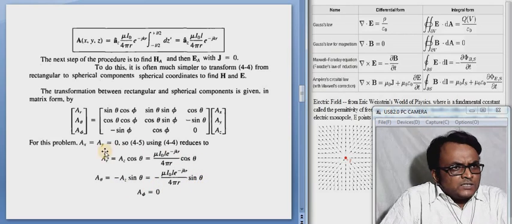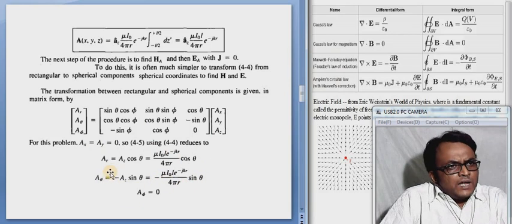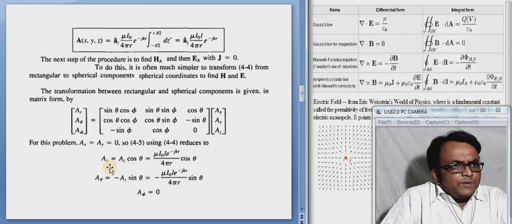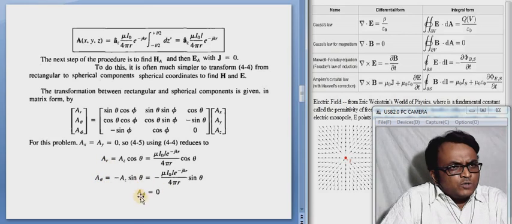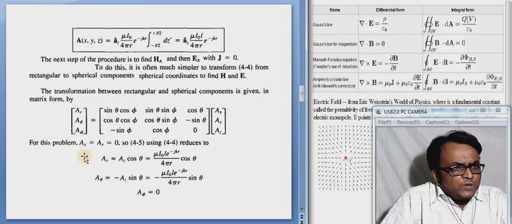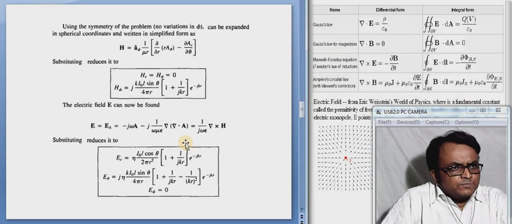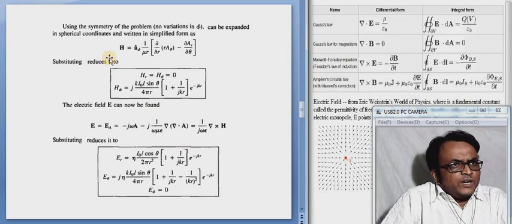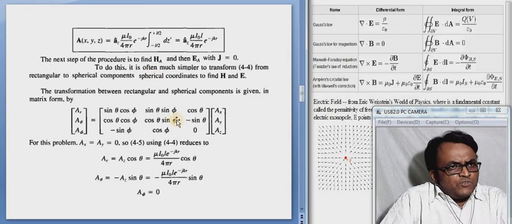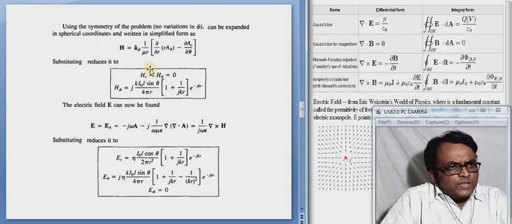As the solution of this conversion, we find that only the radial component as well as the elevation component survive, whereas the azimuth component becomes 0, because Ax and Ay are 0 in this infinitesimal small dipole antenna. Therefore we have to find the associated magnetic field, given by H, by solving these equations.